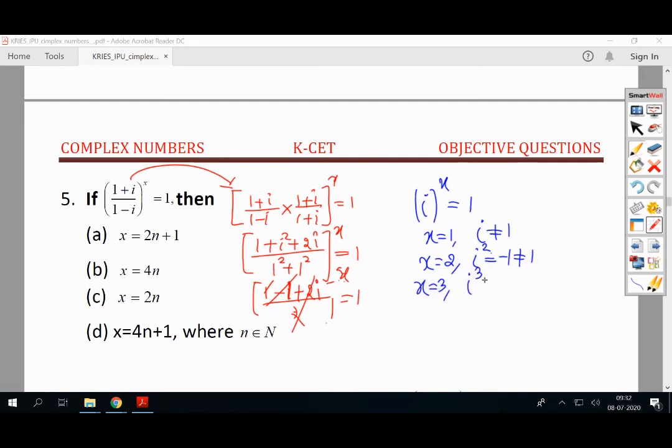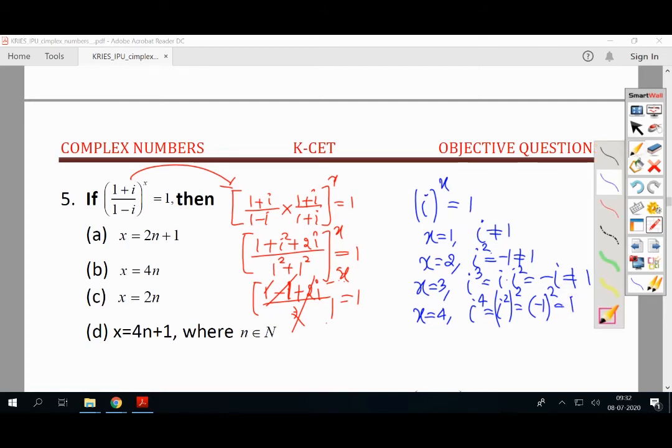Similarly, suppose you put x as 4, it becomes i to the power 4, which you can write as (i²) whole squared. So it is (−1) squared, which is nothing but plus 1. That is possible. So in general, the possible value of x should be a multiple of 4. The answer for this is x = 4n. Option B is going to be the right choice for this question.